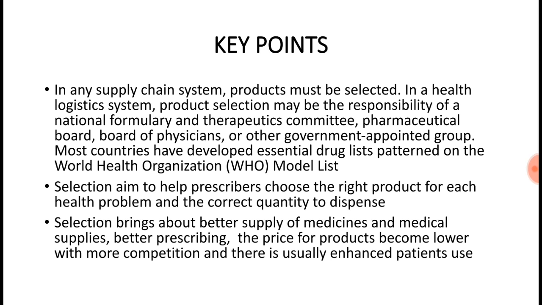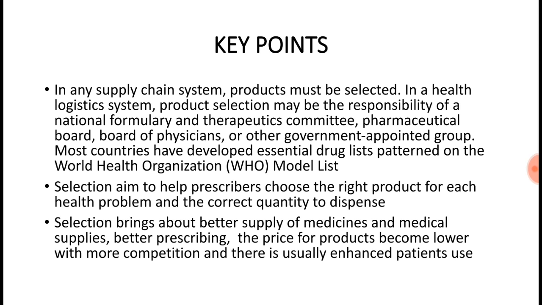I need you to go through and review. So in any supply chain system, products must be selected. We have a lot of medicines, a lot of products, a lot of medical supplies in our societies, in the market. So products must be selected. We cannot have just any medicine or any medical supply for a given health problem.